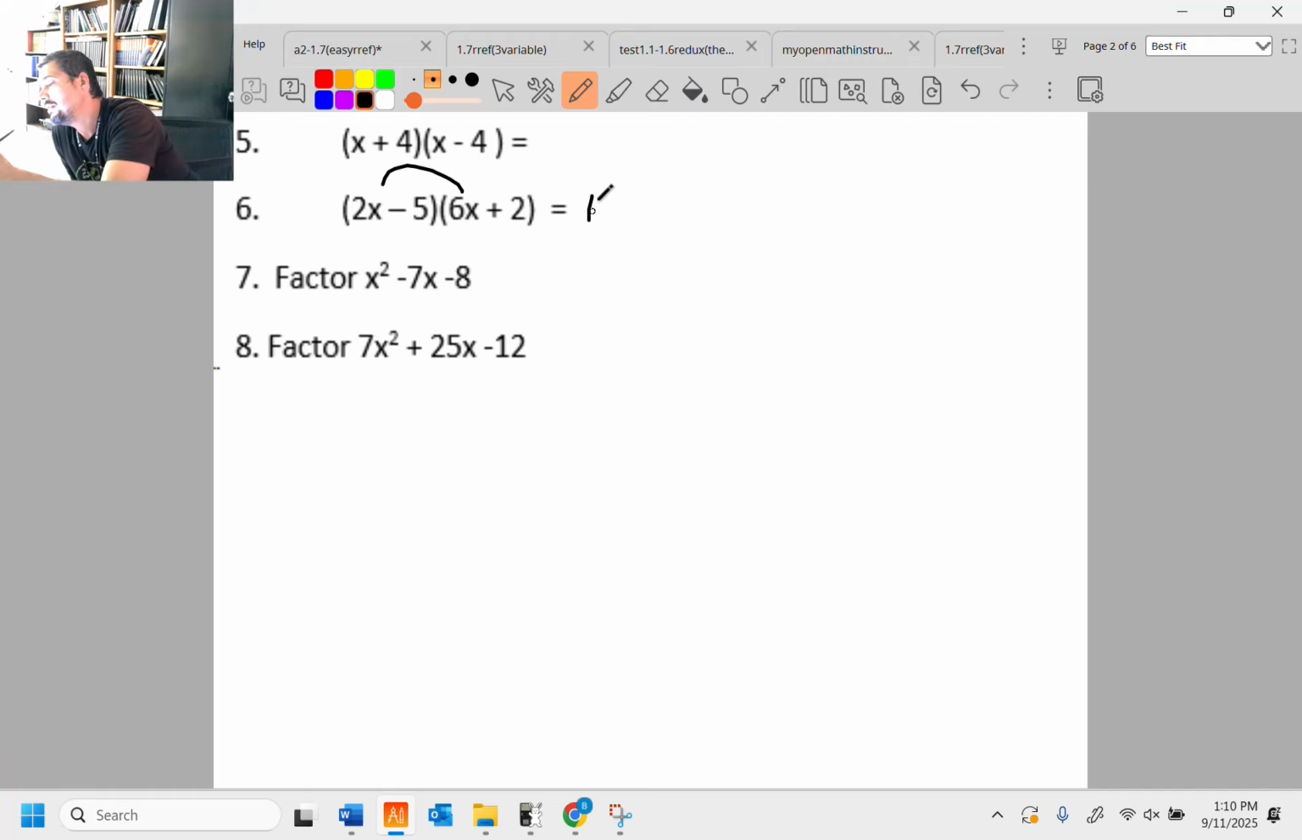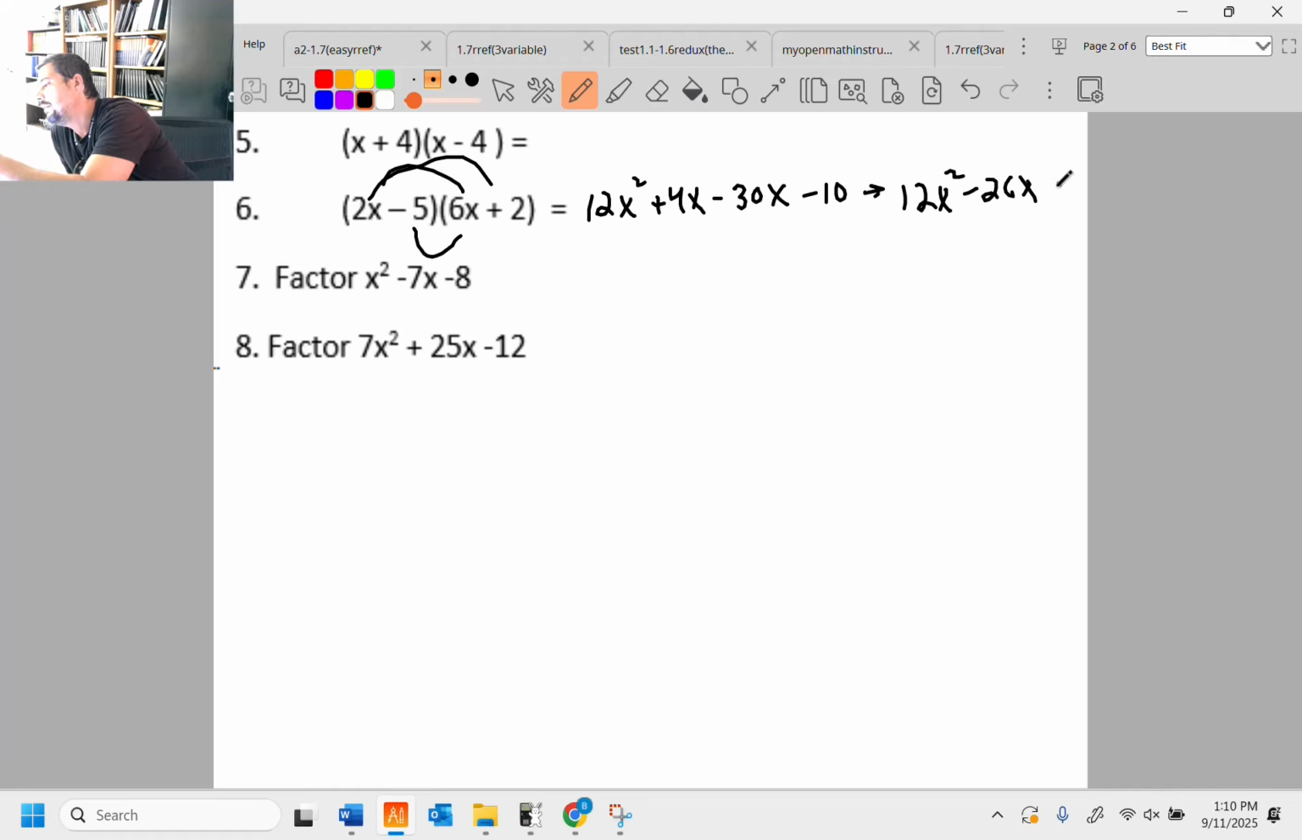2x times 6x, 12x squared. 2x times 2 plus 4x, inside, negative 5 times 6x, not plus, minus, because the negative times a positive is a negative, minus 30x, negative 5 times 2, minus 10. Combine like terms, there are 12x squareds, there are negative 26x's, and then we have the minus 10.